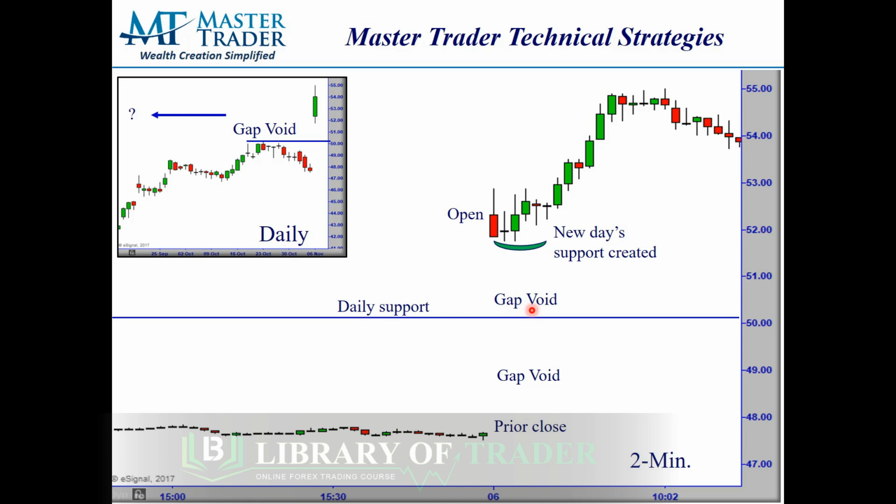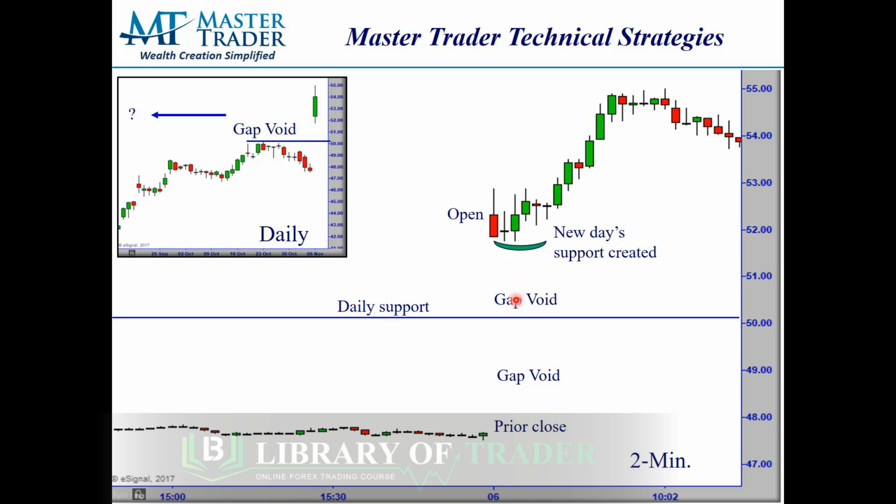If they came down into the gap fill area, we would be looking for this same type of pattern here to go long in that area of support. If buyers are stepping up, they can create new support, and that's what's happening here. And as we look at these individual candles that are forming, we look at what I call bar by bar analysis.